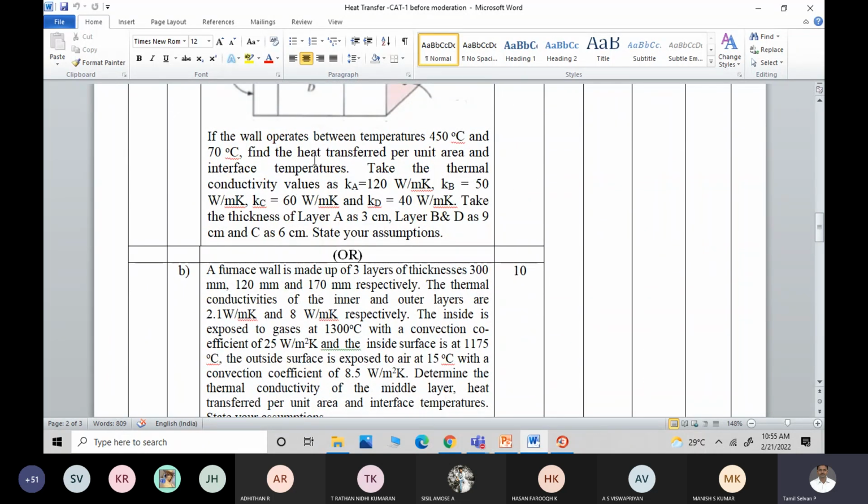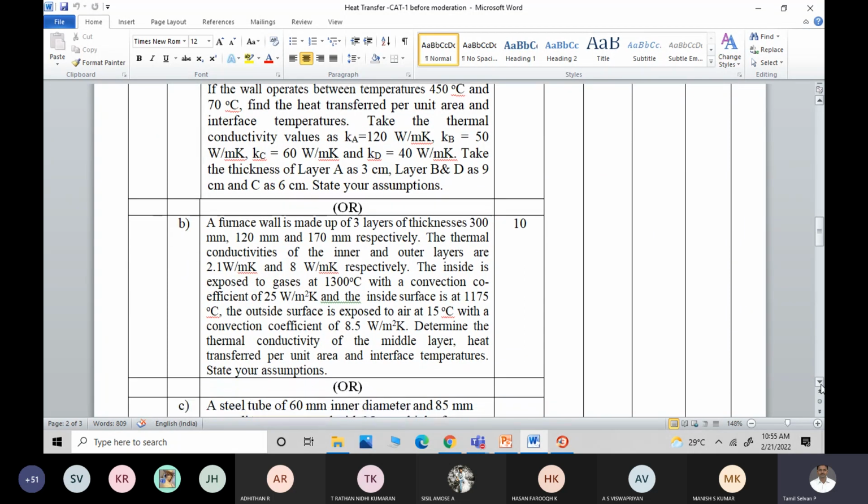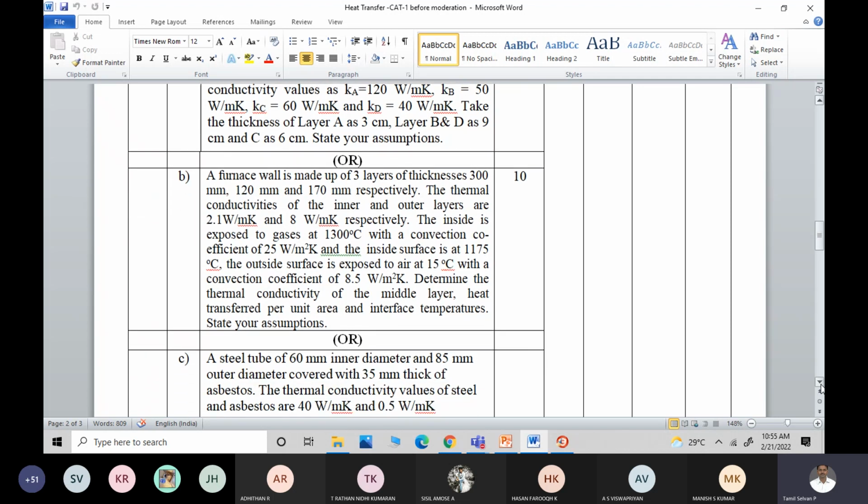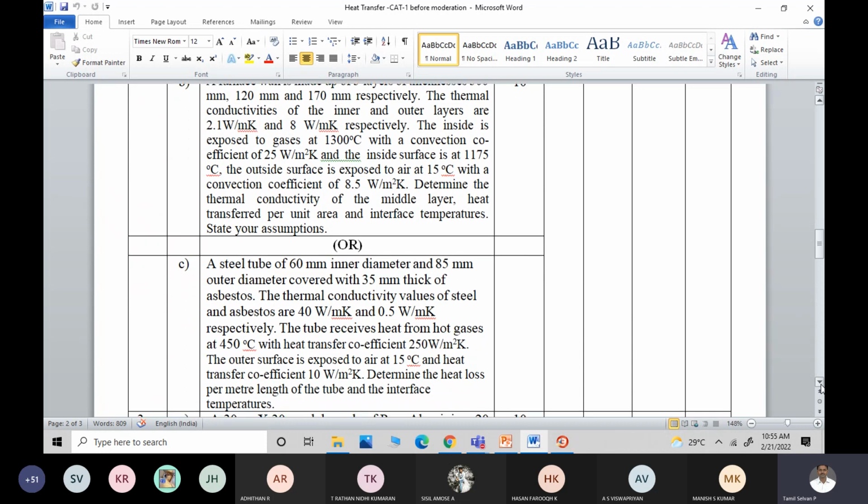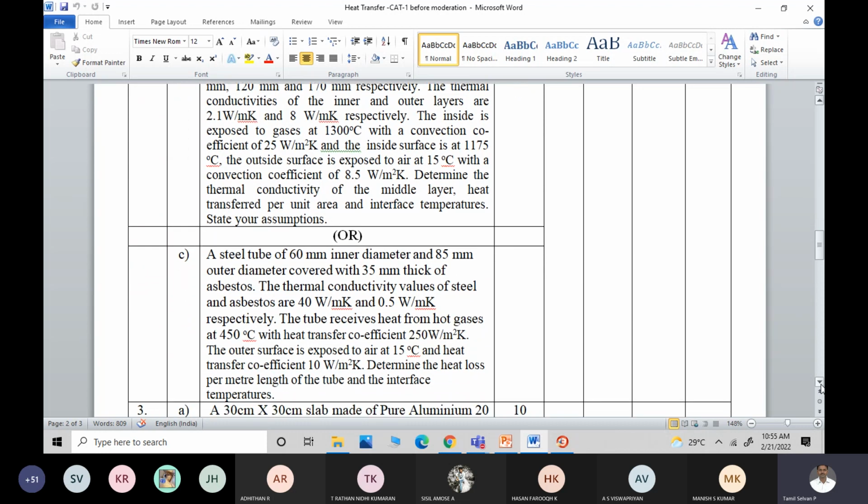I think most of you have done it well, especially the composite wall problem 2A and 2B. Out of the 25, around 17 or 18, 75% or 80% of students did it properly. In the third steel tube problem only some of them didn't do well, but it's so simple again.